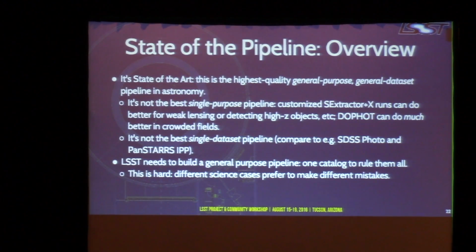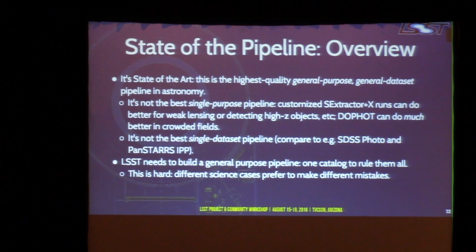So the overall state of the pipeline, this is the highest quality general data set pipeline in astronomy. There are some big qualifications on that. It's not as good as a single purpose pipeline for a specific science case that people can construct for specific science cases. It's not as good at processing other individual data sets, but it does work on lots of data sets, and it does work for a lot of different science cases. And that's the kind of thing LSST needs to build.